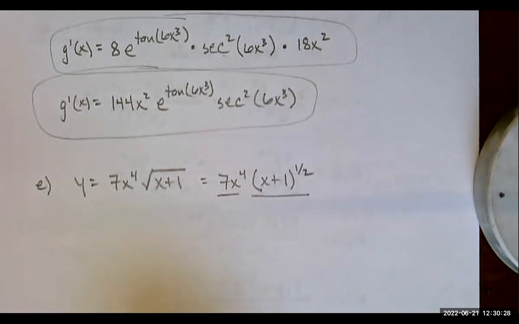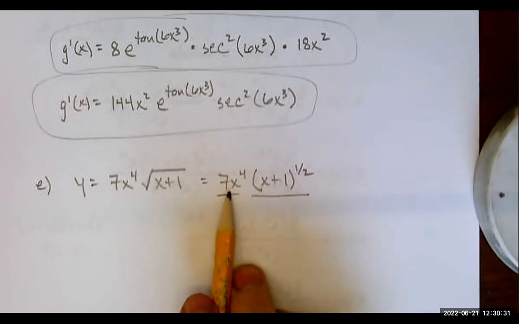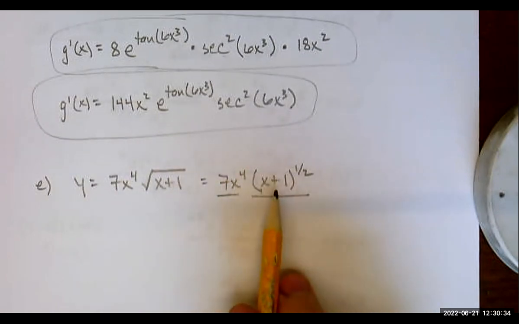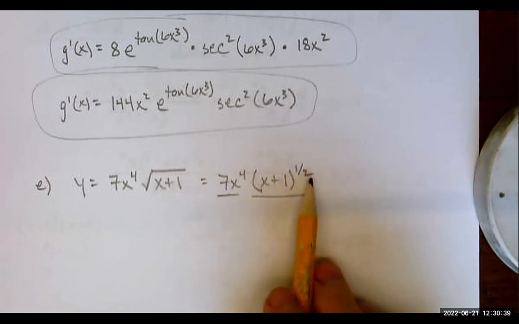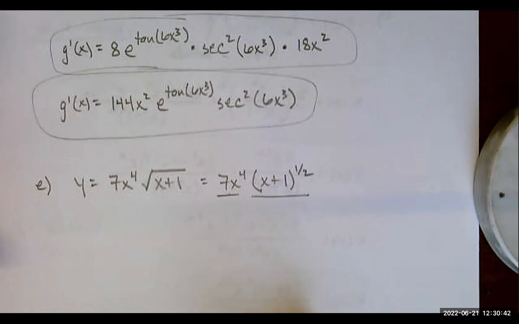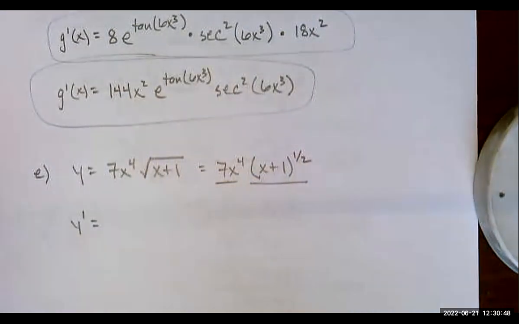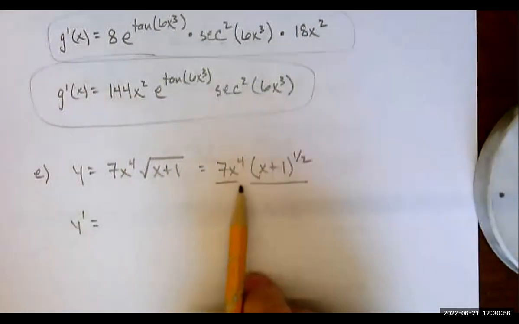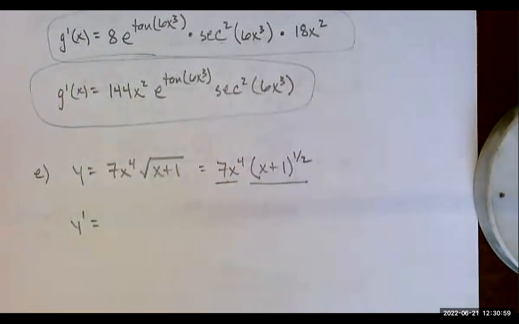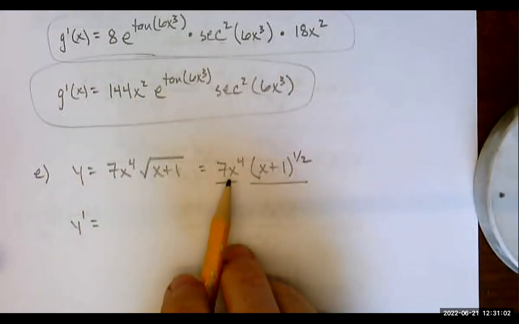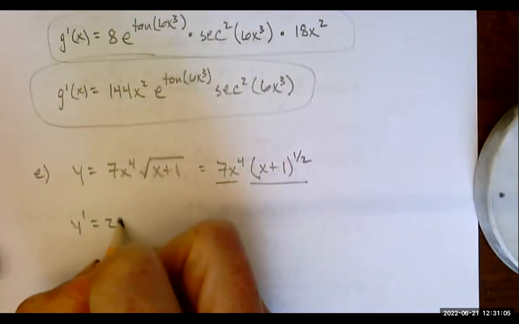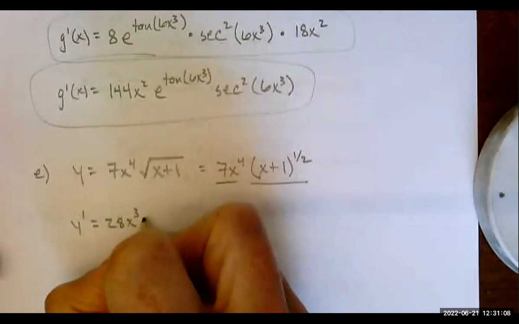When I do the product rule, I'll realize, hey, derivative of 7x to the 4th, no problem. Derivative of (x plus 1) to the 1/2, here I need the chain rule because I've got an inside and then the 1/2 power is the outside. So let's see how this works. y prime. I'll start with my product rule. My product rule is like the bigger idea, and my chain rule is happening within the product rule. Okay, so product rule says derivative of this, 28x to the 3rd, and I'm going to keep this one as it is.